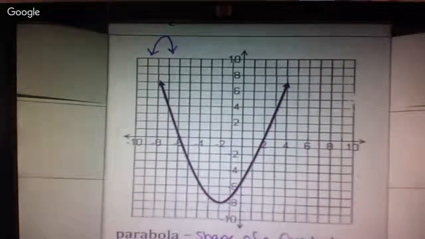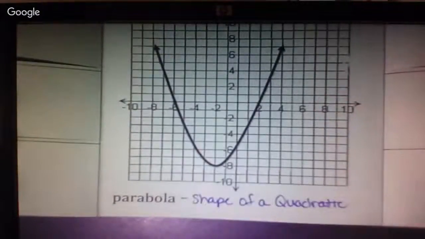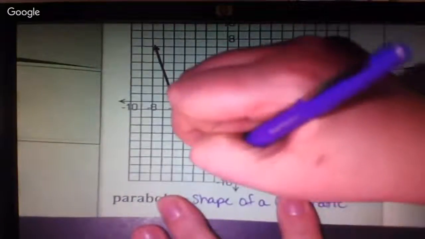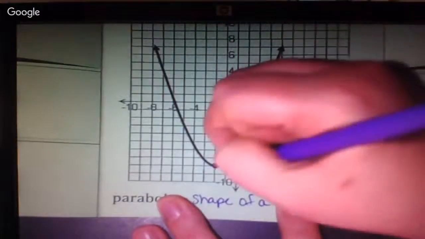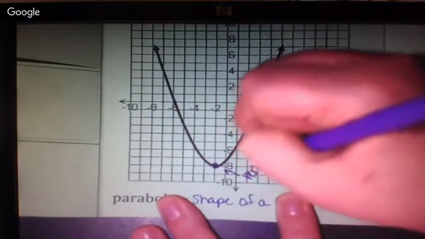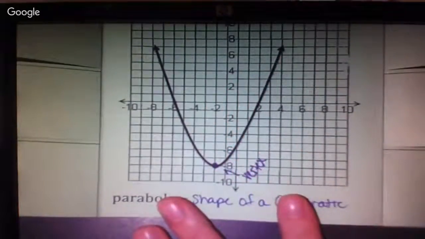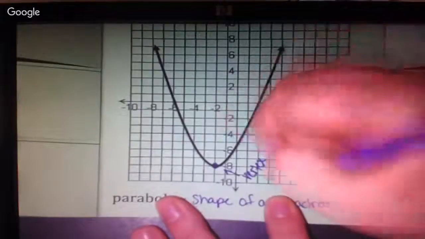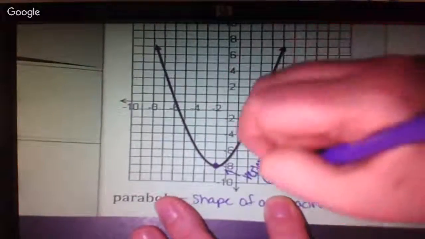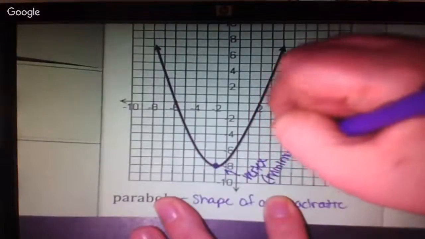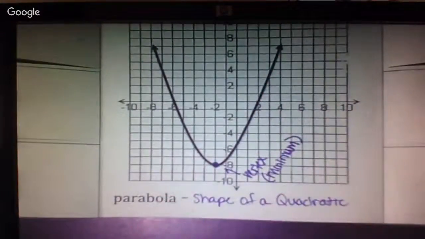What's the vertex? Can you find the vertex on this? The lowest point. Okay. Listen, your vertex is your lowest point or your highest point. They also call it your turning point. So your vertex on this graph is right here. I have a low point on this graph. Tehran brought up the point of minimum. Because your vertex is a low point on this graph, we call this your minimum.